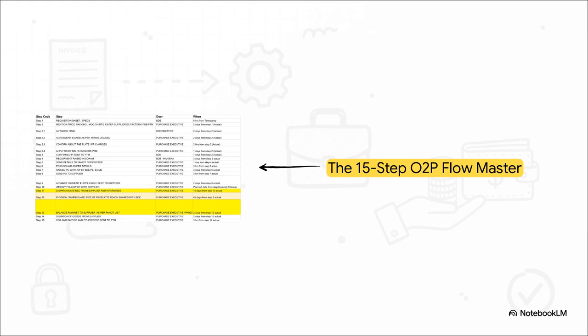What we're looking at here is the actual master document we'll be decoding today. It's this beautifully complex matrix that captures literally every minute detail of the order lifecycle. You've got step codes, action descriptions, the specific doer assigned to the task, and, most importantly, the rigid timelines they are held to. I mean, this spreadsheet is the actual heartbeat of the procurement process we are exploring.